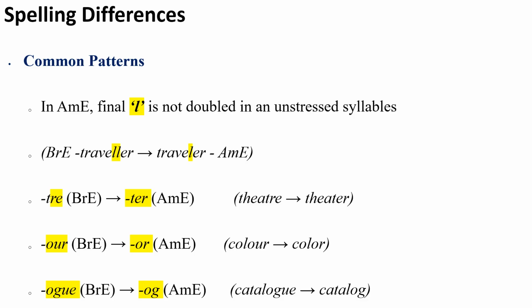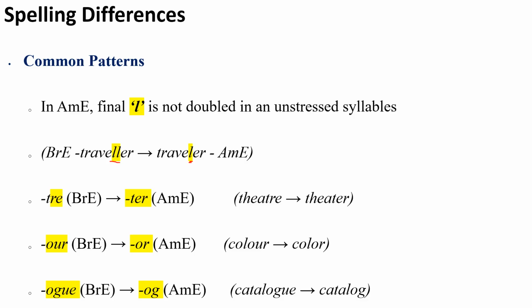In American English, a final L is not doubled in an unstressed syllable. For example, in British English, traveller. In American English, it is not double, only a single L: traveler.